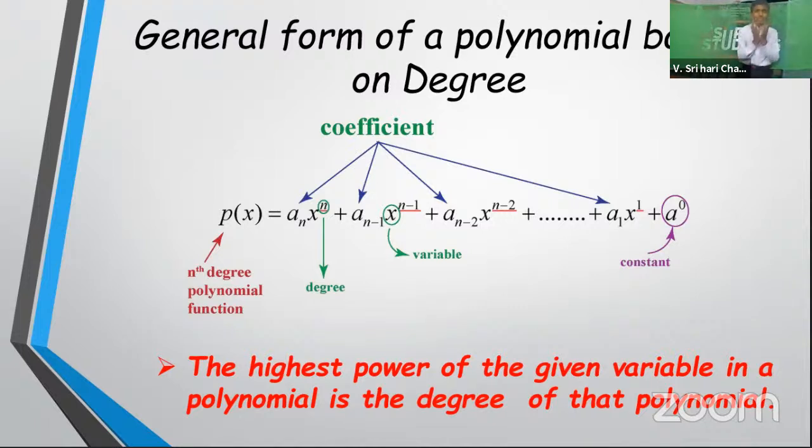These all are multiplied with a variable called x. So what is the coefficient of x to the power n minus 2? An minus 2. What is the coefficient of x to the power n minus 1? An minus 1, right? So here we can observe that they have especially given n as the degree. But why did they give n as the degree?